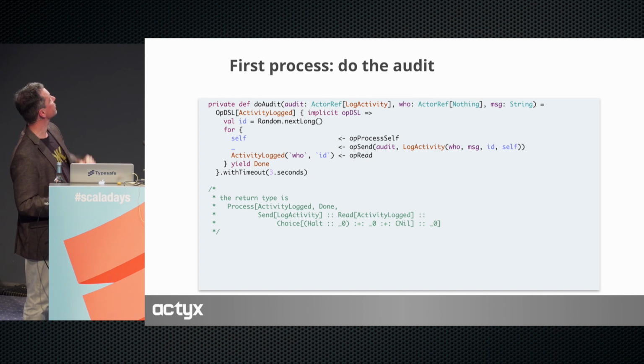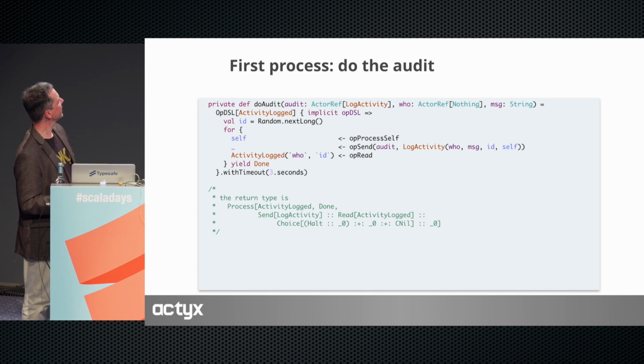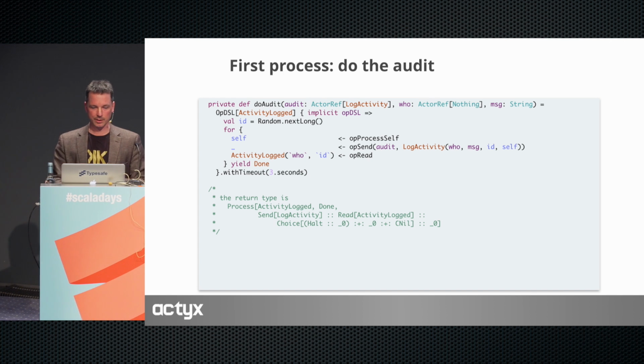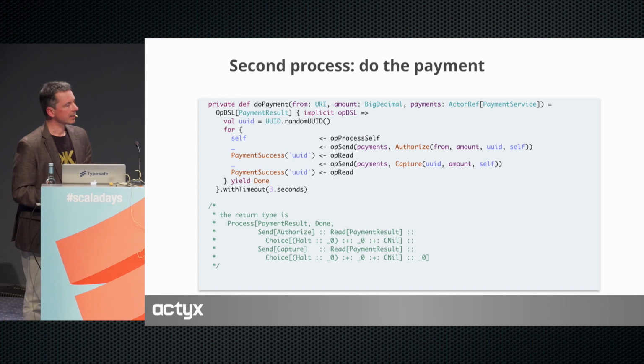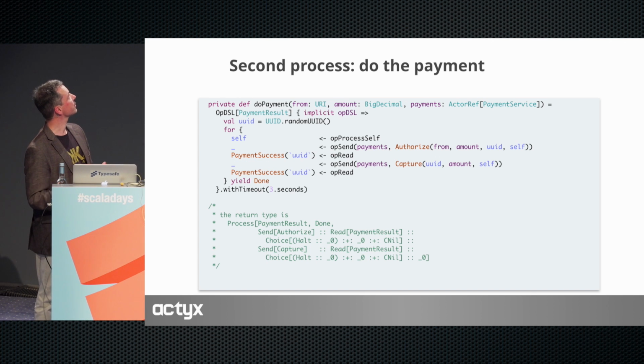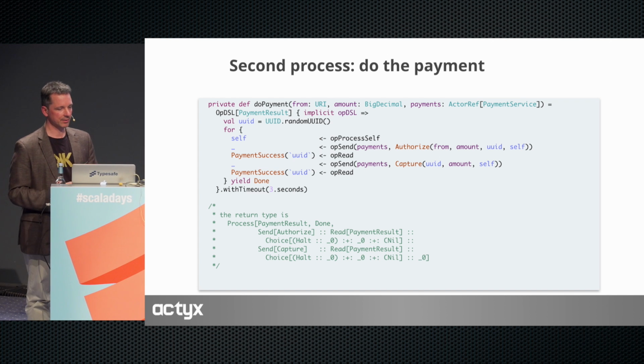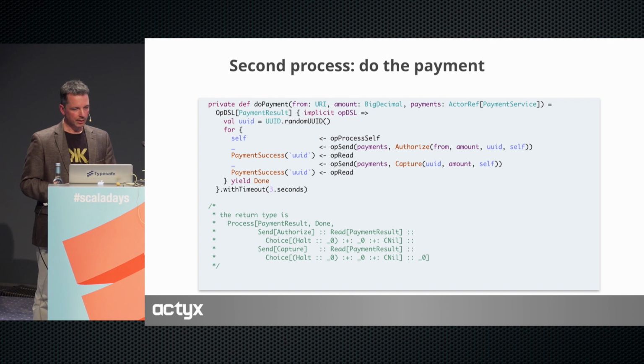The return type of do audit includes activity logged as the self type of its process ActorRef, the done as the returned type, and it also includes the list of effects that are going to happen in the same notation. Second, we do the payment. This is basically the same thing, just with more steps and a more complex return type. There's nothing else new here.